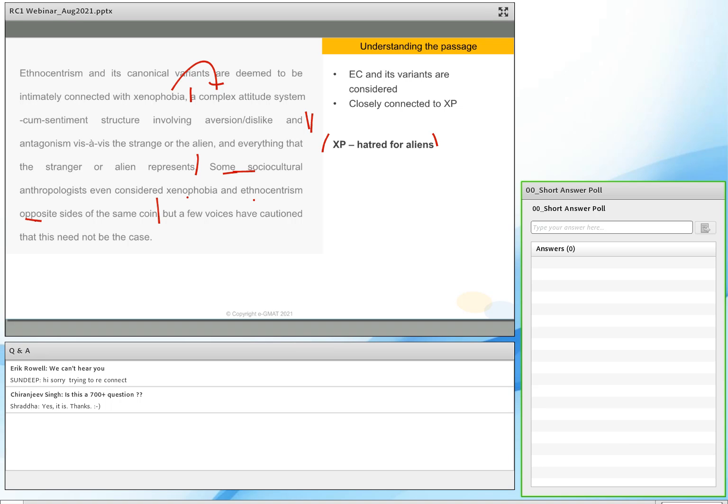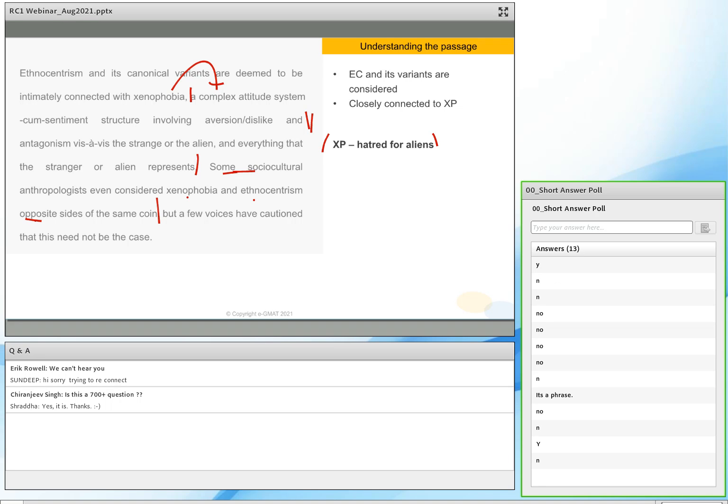Some of you would have seen the word xenophobia, ethnocentrism, and opposite and assumed that the author is saying that XP and EC are opposite. How many of you fell for this trap, thinking that XP and EC are opposite because of the word opposite there? If you didn't fall for it, I'm very, very happy.